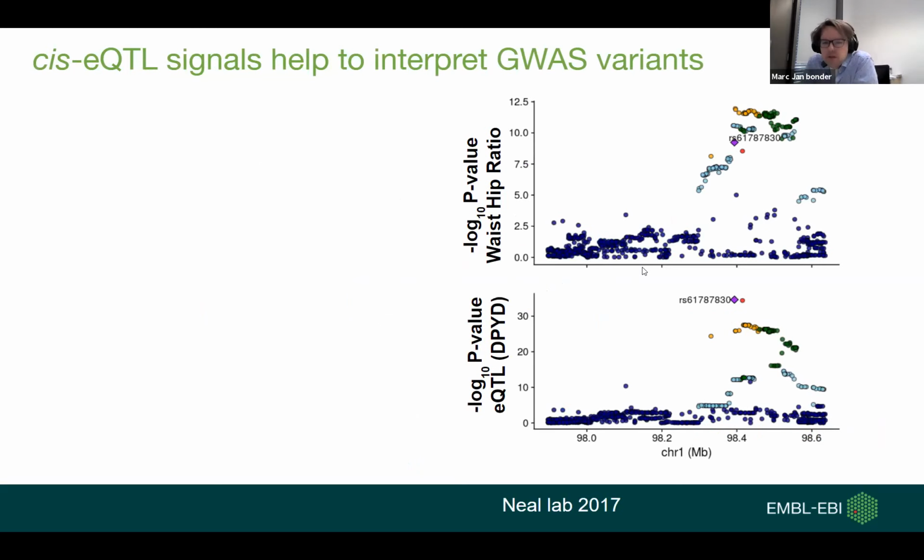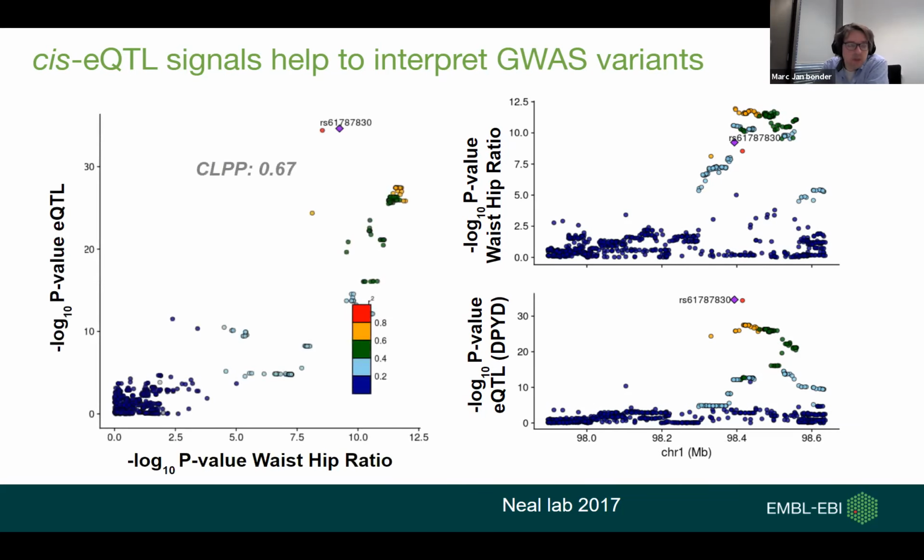Very quickly, we also looked at using our data for interpreting GWAS signals. So here you can see a genetic locus on chromosome 1, close to the DPYD gene, and this locus is also linked to waist-hip ratio. You can actually see that we see quite some sharing here between the landscape, basically, of the GWAS hit and the eQTL signal. So we specifically tested this using colocalization, and you see quite strong colocalization between the eQTL variant and the genetic variant for waist-hip ratio.